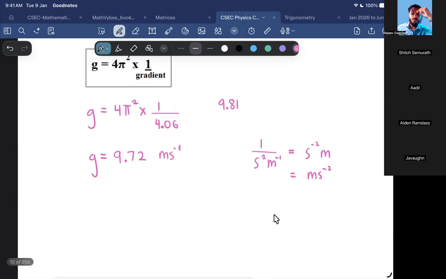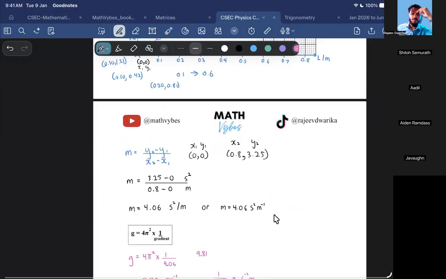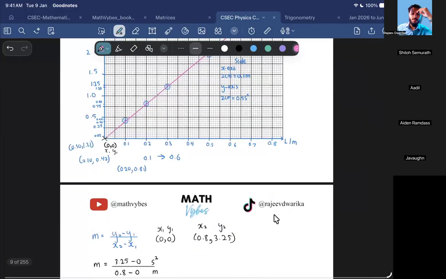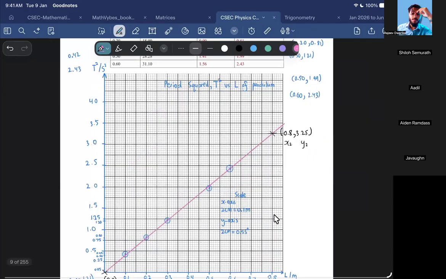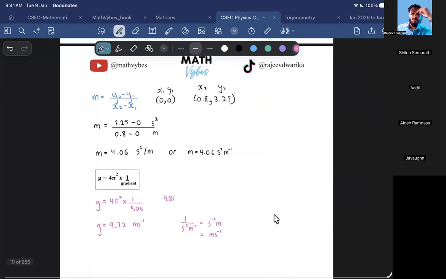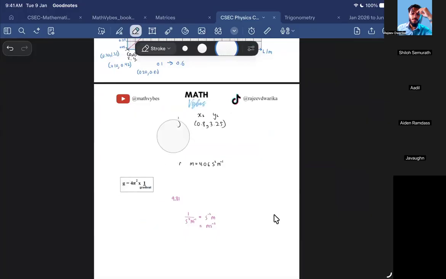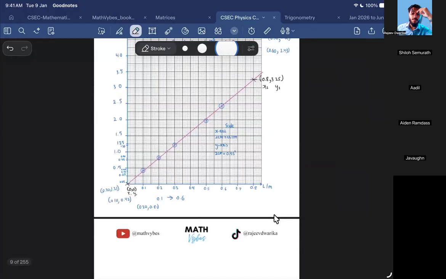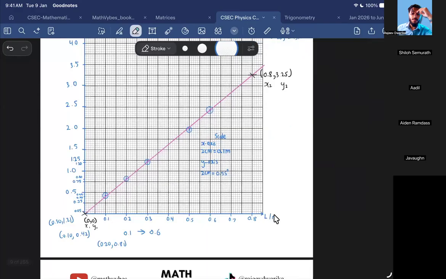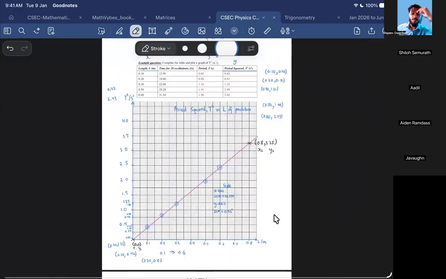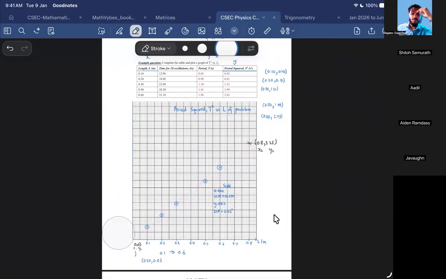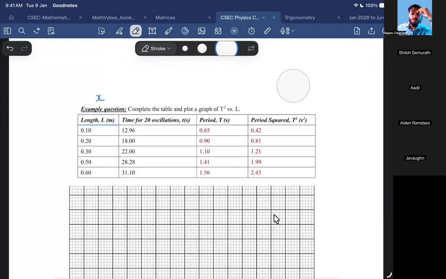Did we get 9.72 last class or no? I don't think we did the equation. Okay, well, let me find my gradient then. It's not a problem. I don't believe we did this graph, so let me just plot it. Let me jump straight into it.